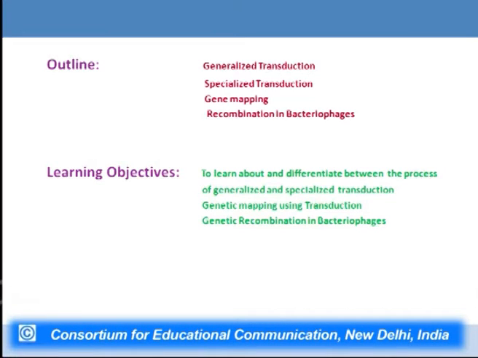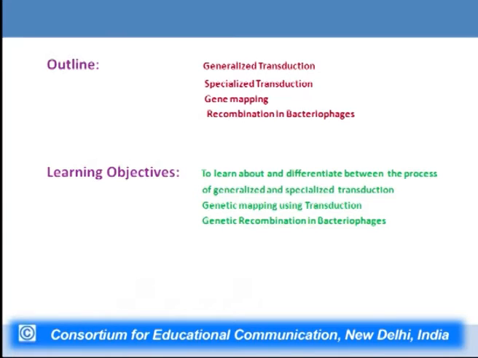So the outline for this particular lecture would be generalized transduction: what exactly is generalized transduction, what it leads to, how it happens. Secondly, what is specialized transduction, how specific genes are transferred from one bacterial cell to another bacterial cell. Then the third important aspect would be how transduction can be used as a tool for mapping genes in bacteria, so transduction is a tool for gene mapping in bacteria, and how we are going to use transduction for that particular aspect.